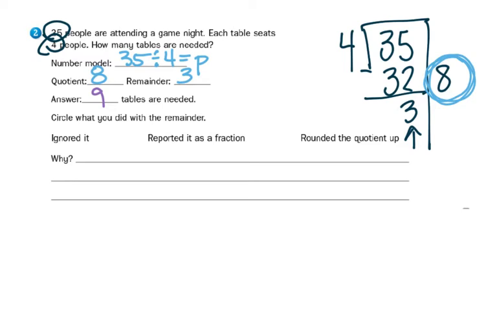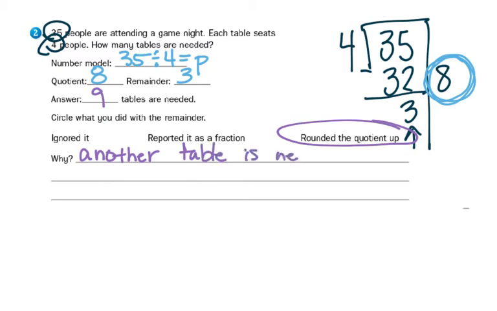So circle what I did with my remainder. I rounded the quotient or the answer up. Another table is needed for the 3 people left over.